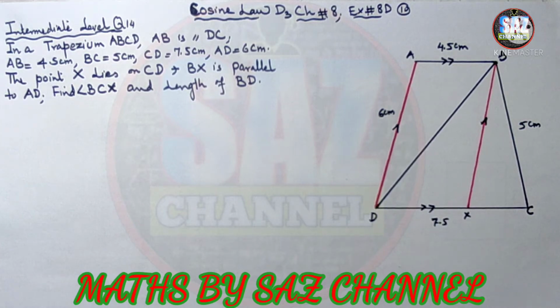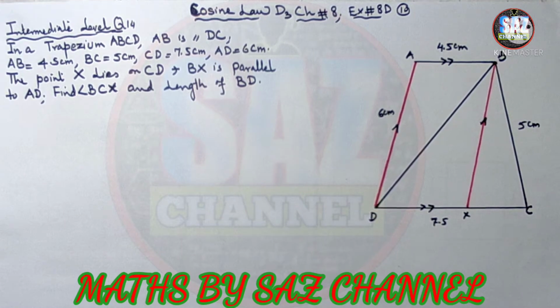This is my 10th lesson of D3 chapter number 8, exercise 8D, that is about the cosine law. In today's class, students will be learning and discussing intermediate level question number 14. As the question is long, I'll be reading the question carefully from the book.